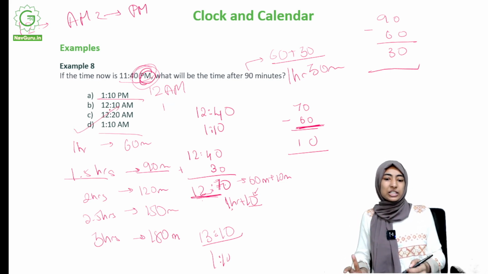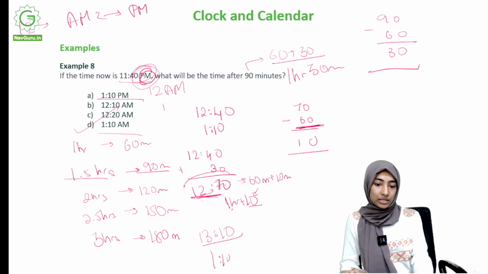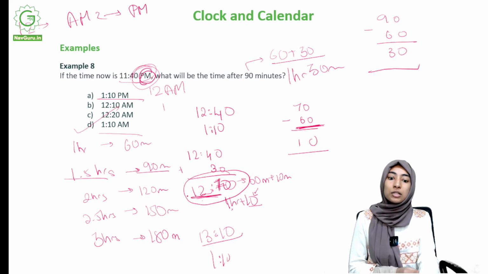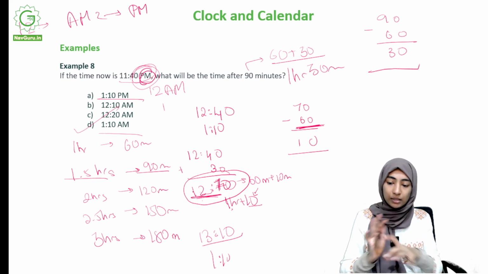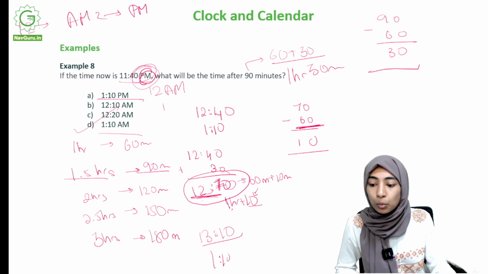Okay, basically just some basic things you need to know is mainly this. 70 will be written as 60 plus 10, and 60 means you add 1 hour to 12. After 12 the hour that you get is 1. Okay, that's just the basic things you need to know. Moving on.